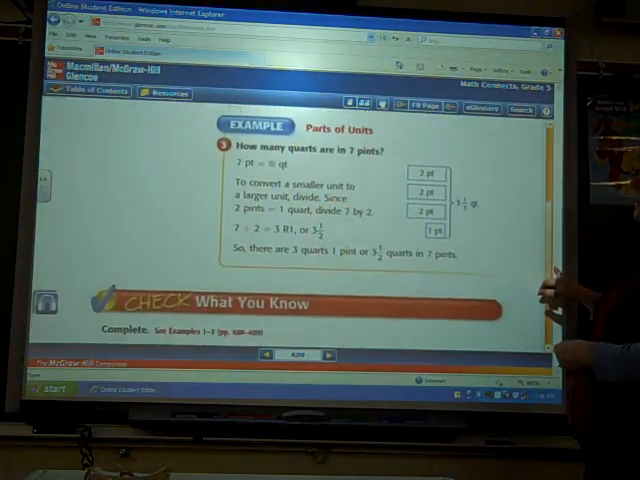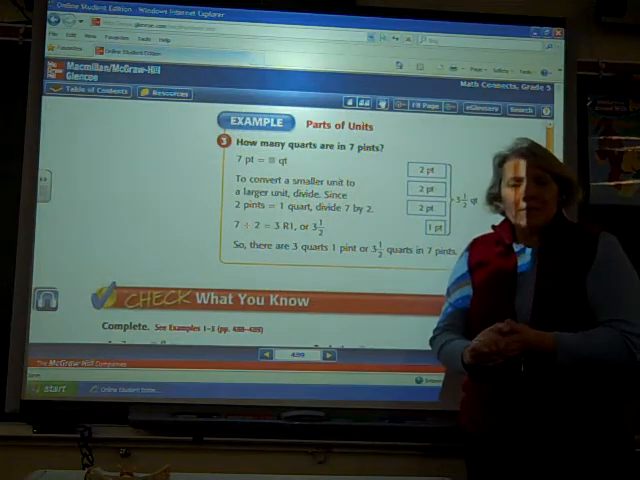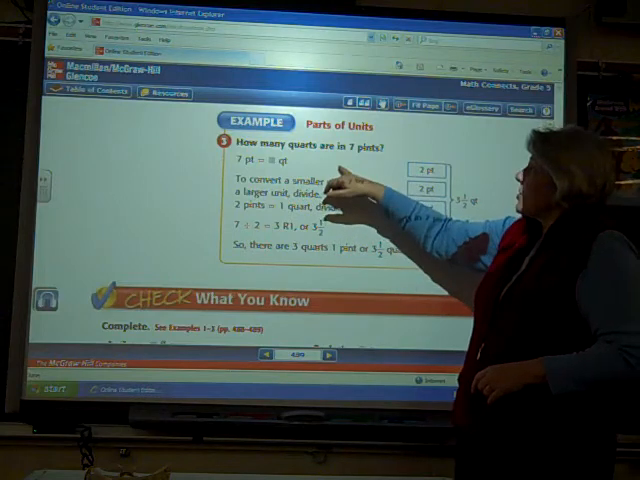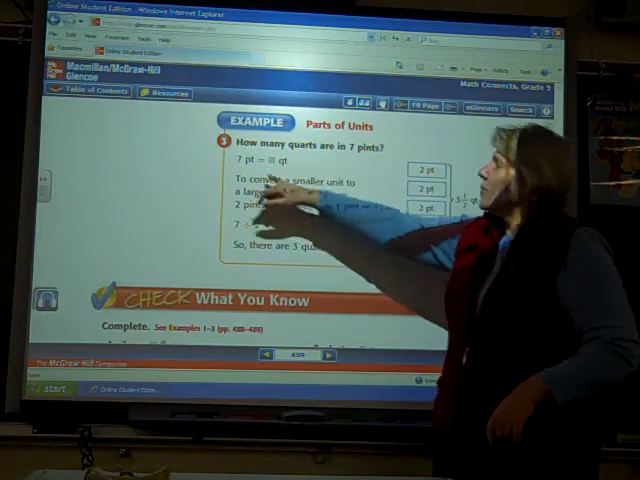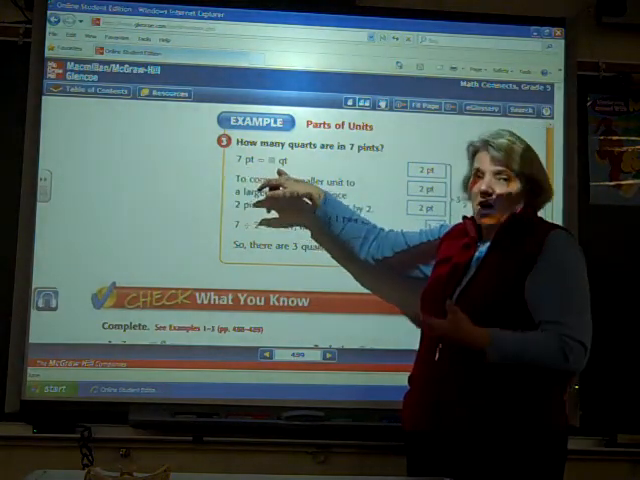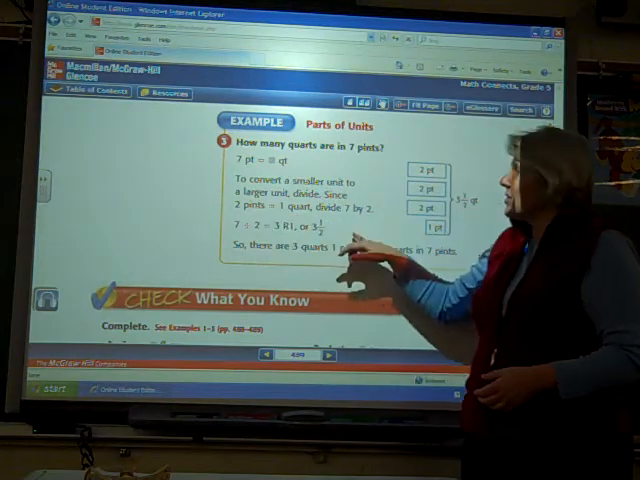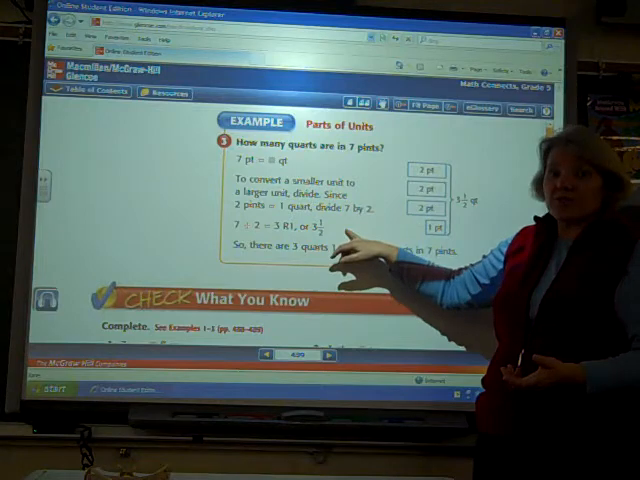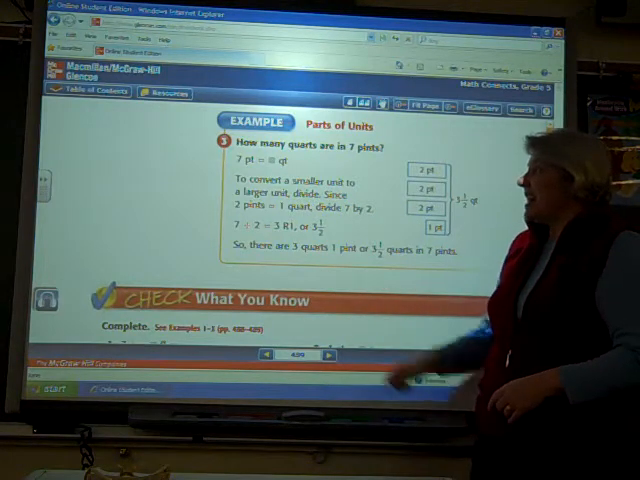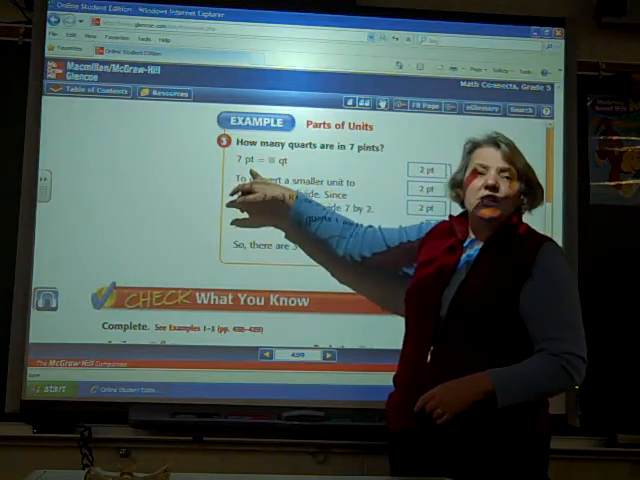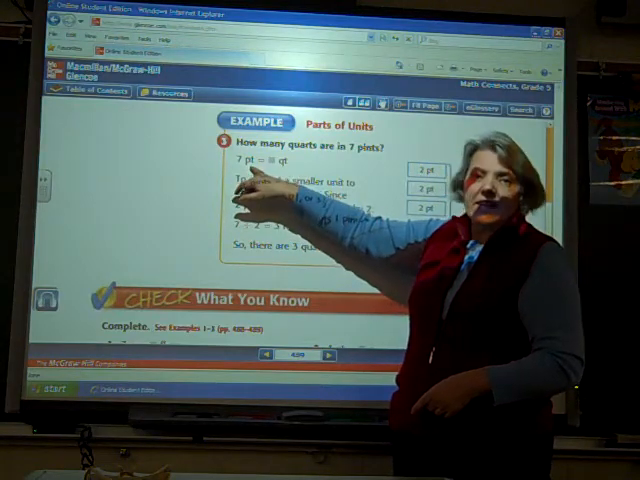Our third example today is what happens if you have parts of units or remainders? How many quarts are in 7 pints? Well, 7 pints equals how many quarts? This is what our equation is going to look like. To convert a smaller unit to a larger unit, divide. 2 pints equals 1 quart. So I need to know how many 2's are in that 7.